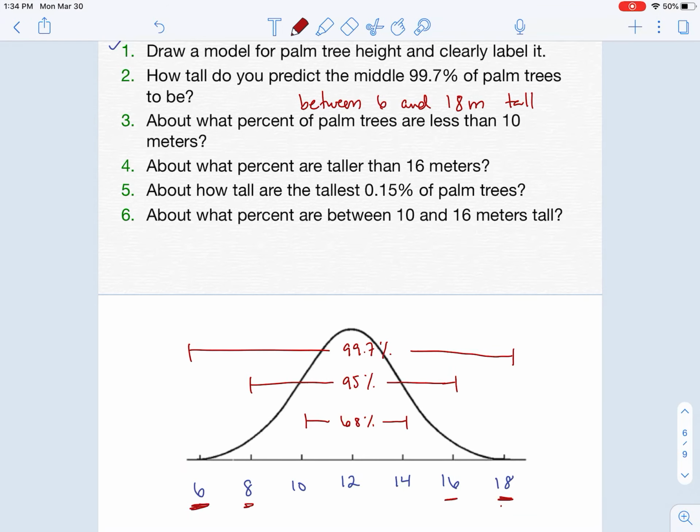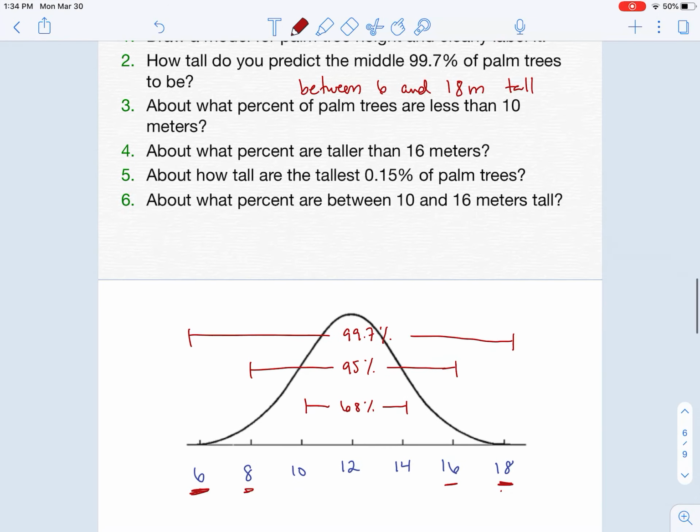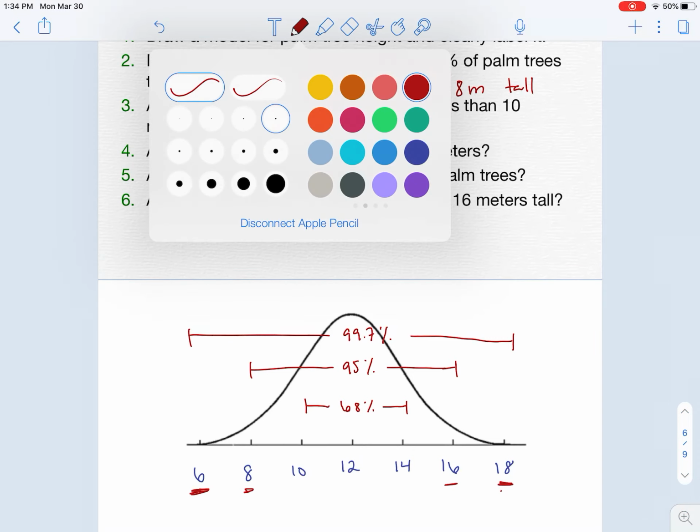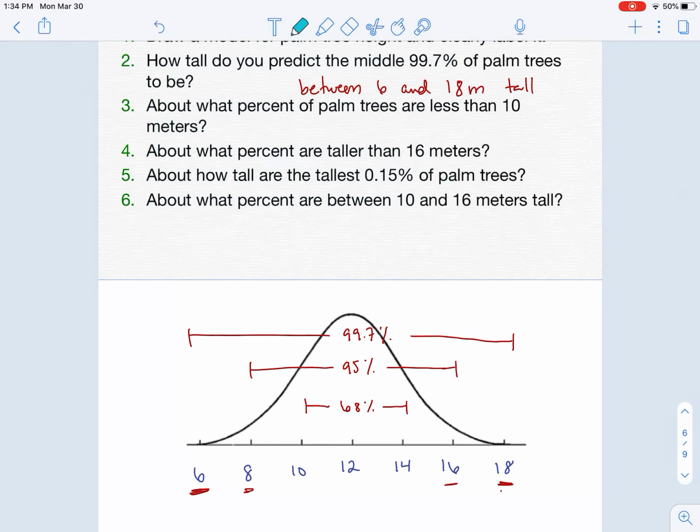Okay, about what percent of palm trees are less than 10 meters? I'm going to do this in this little light blue. What percent of palm trees are less than 10 meters? That's this part right here.